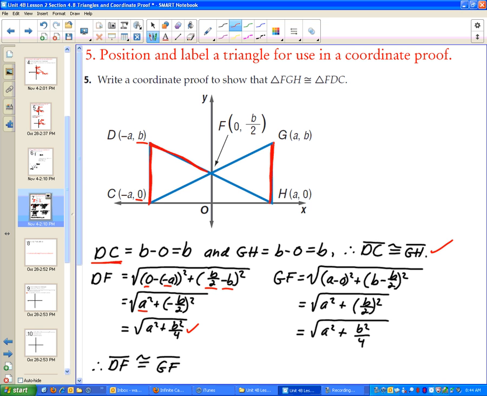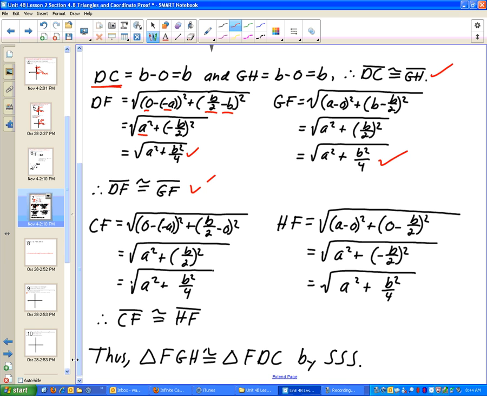I do the same thing with GF. Lo and behold, they're equal. There's a second pair of congruent sides. I do the same thing with CF and HF. There's my third pair of congruent sides, and I've proven the two triangles are congruent by side, side, side. And that's what a coordinate proof looks like. Questions?